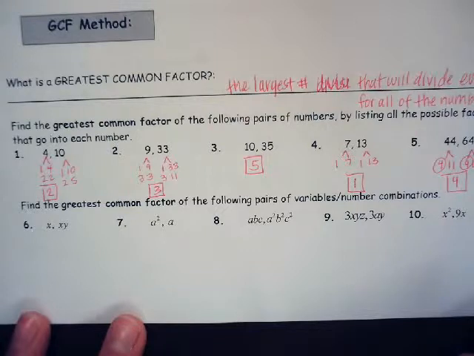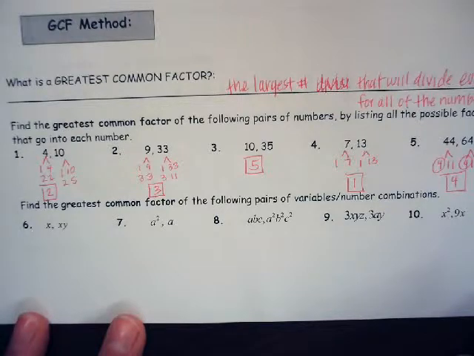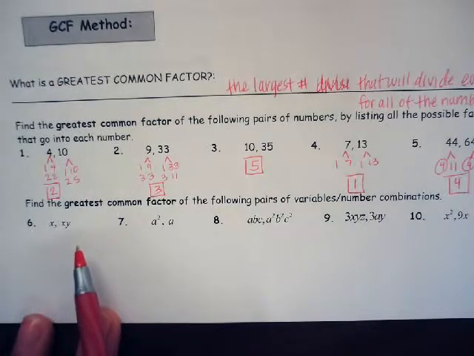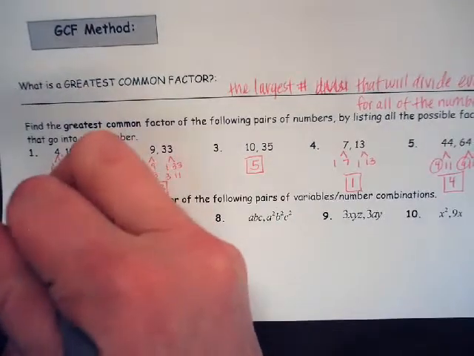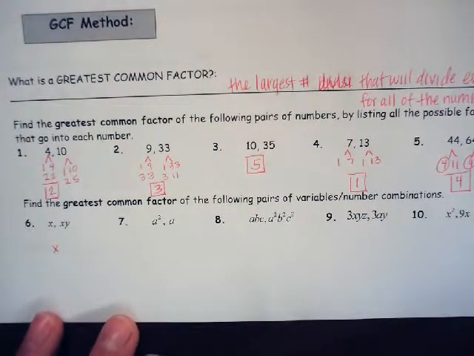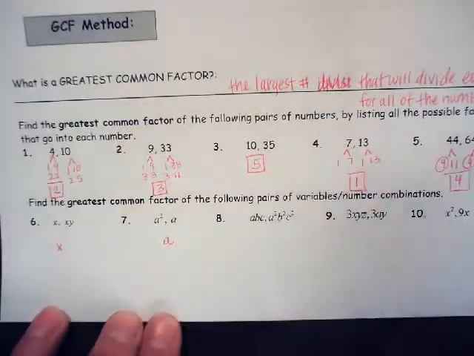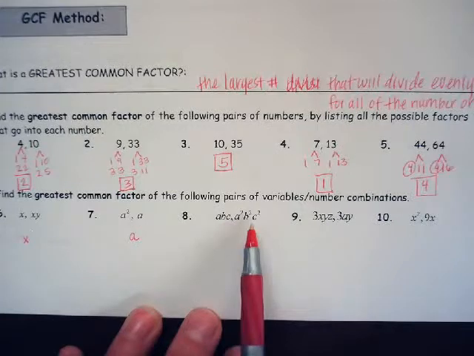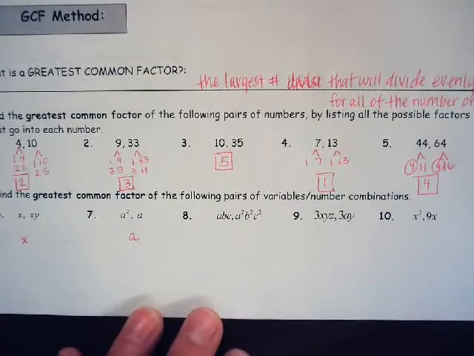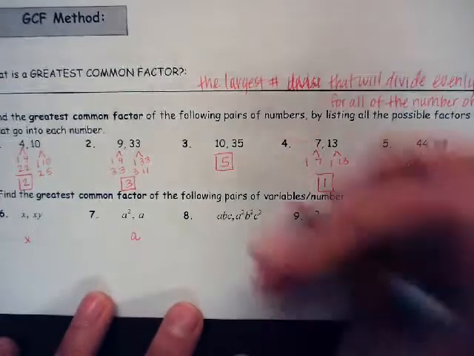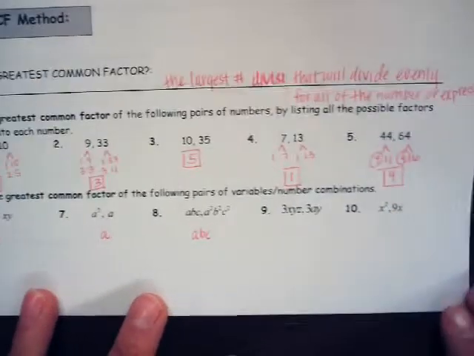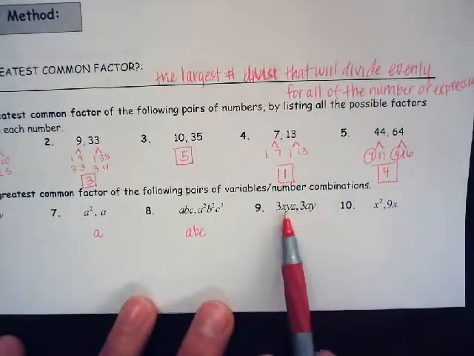Find the greatest common factor of the following pairs of variables and number combinations. So this time it's not just numbers that can be greatest common factors, it can also be letters or variables. So between x and x times y, the greatest common factor would be x. On 7, between a squared and a, the greatest common factor would be a. A times b times c is one factor, and then a squared times b squared times c squared is the second factor. So the one thing that they both share would be a, b, and c, which would be the greatest common factor. Number 9, now I have a number and I have variables.